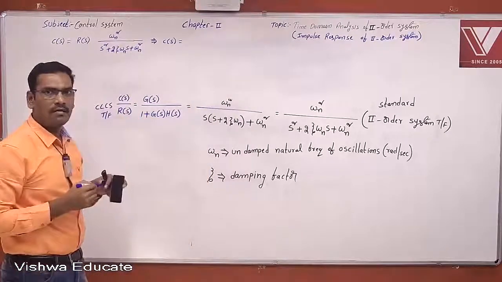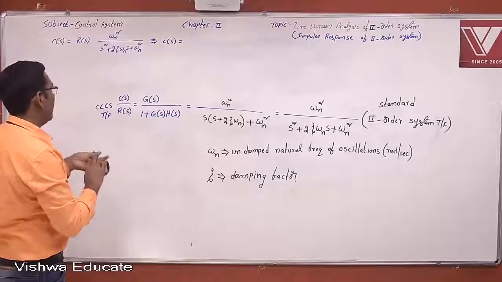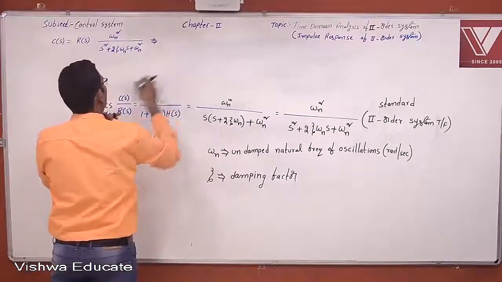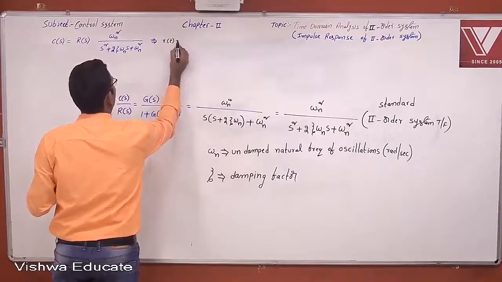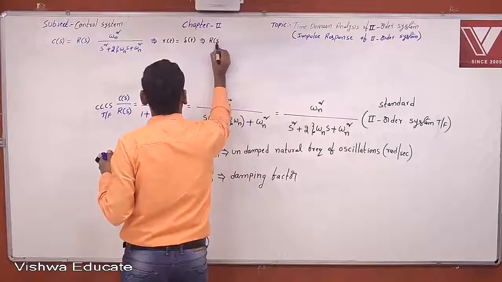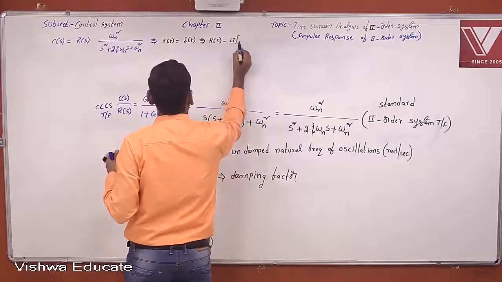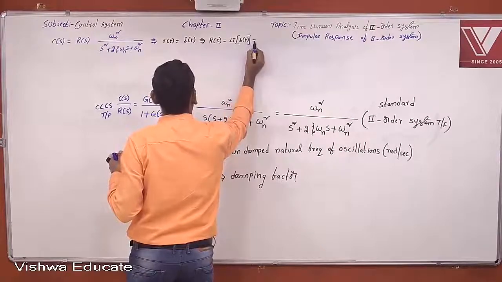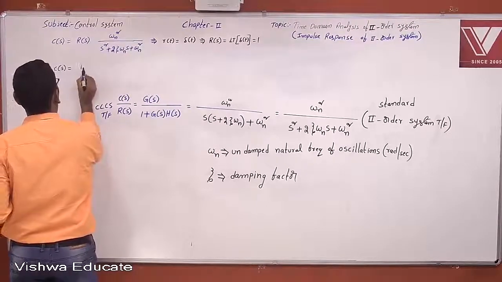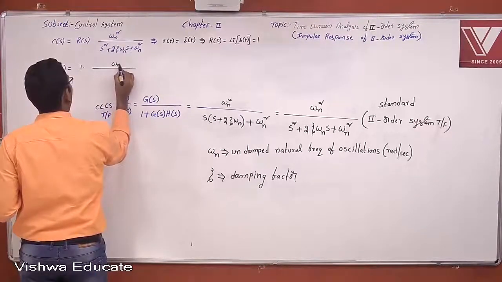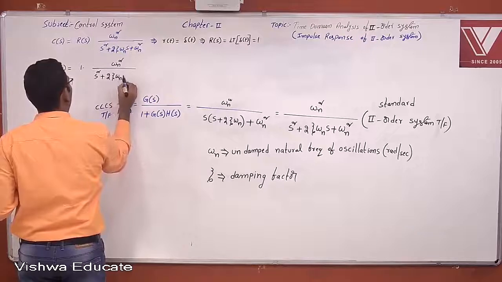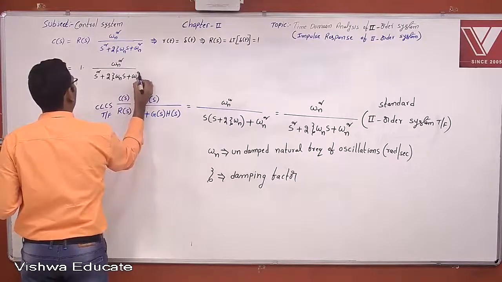Now what is R of S? R of T is nothing but the impulse input, delta of T. Therefore R of S, the Laplace transformation of delta of T, is equal to 1. So C of S is equal to R of S, which is 1, into omega n square by S square plus 2 zeta omega n into S plus omega n square.